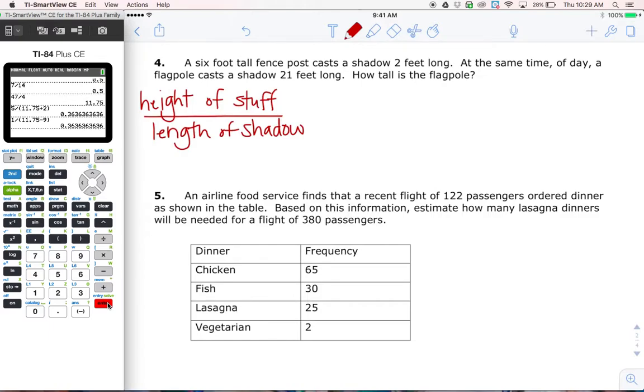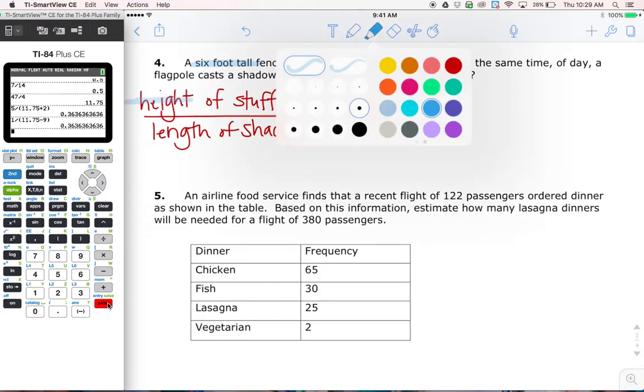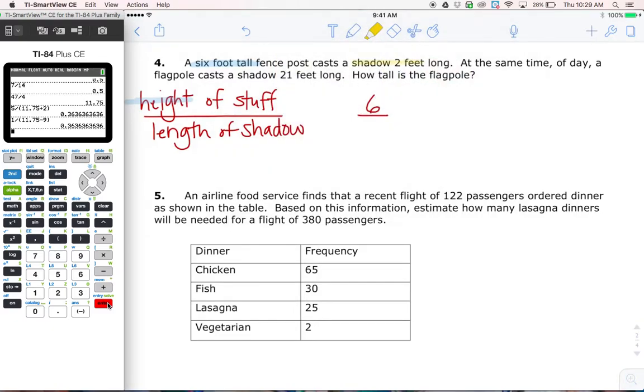And I like to write it out in words so that I stay consistent. So let's look at the first problem. A 6-foot tall fence post. Okay, well that's height. So 6 is going to go on the top. And on the bottom, we've got a shadow 2 feet long. Okay, so the shadow is 2 feet long. This is going to be equal to something, right? We're setting up a proportion. So at the same time of day, a flagpole casts a shadow 21 feet long. So does that go on the top or the bottom of my fraction? Well, shadow's on the bottom, so I've got to make sure that I put the 21 on the bottom.